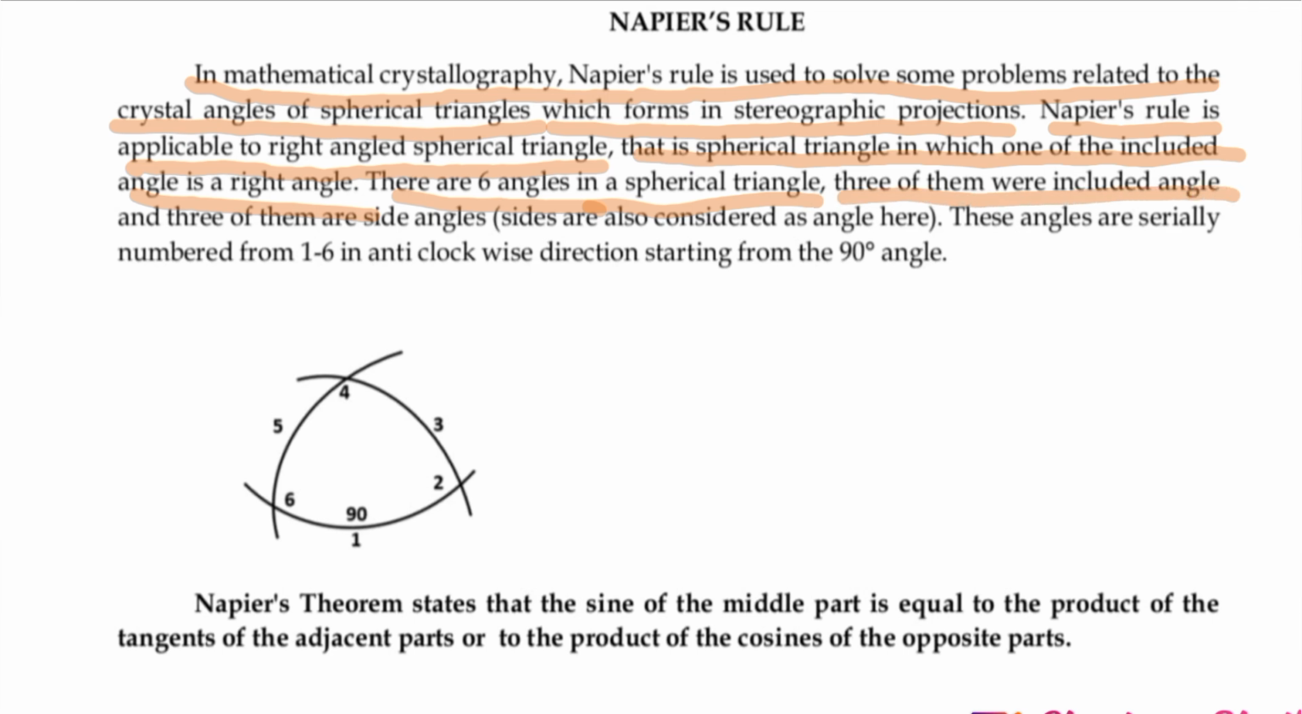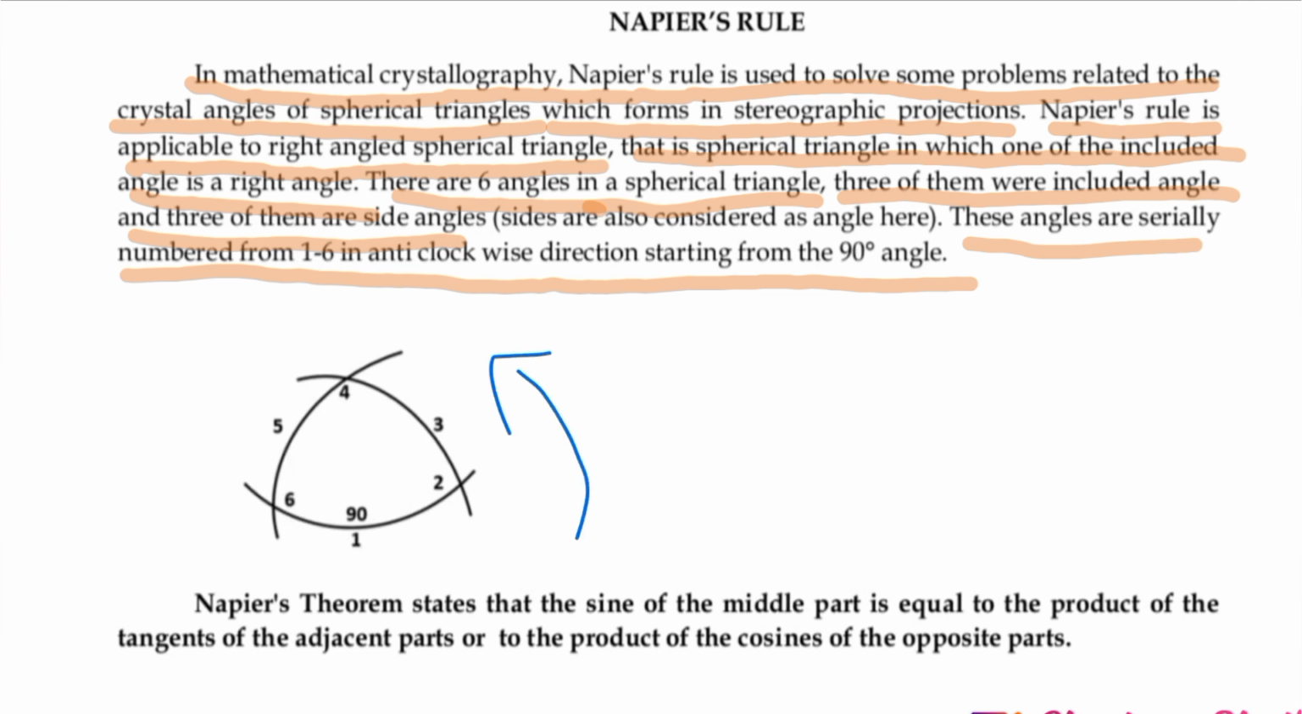There are 6 parts in a spherical triangle, 3 of them which are included angles and 3 of them which are side angles. So that is also given here: 1, 2, 3, 4, 5, 6. So 6 are there. Here 1, 3 and 5 are the side angles, and 2, 4 and 6 are the included angles. The parts are serially numbered from 1 to 6 in anti-clockwise direction starting from the 90 degree. So from the 90 degree here, 1, 2, 3, 4, 5 and 6 are marked in an anti-clockwise direction.